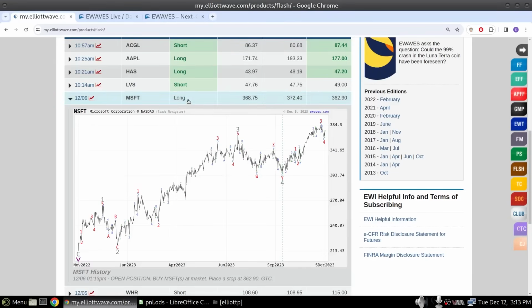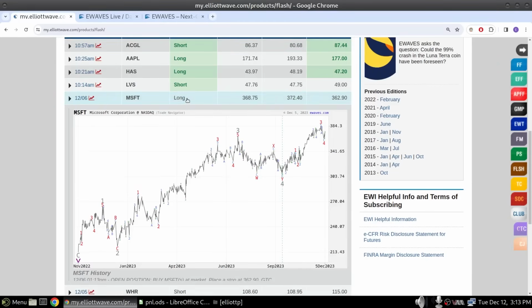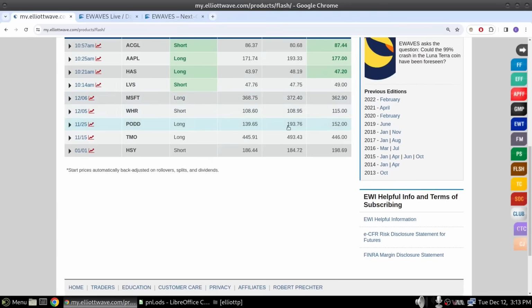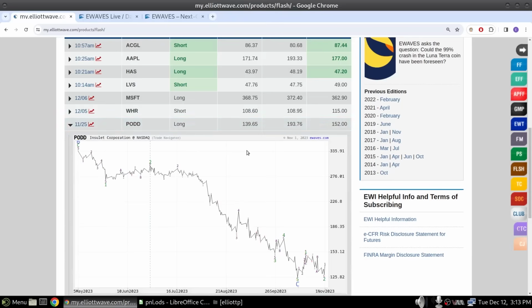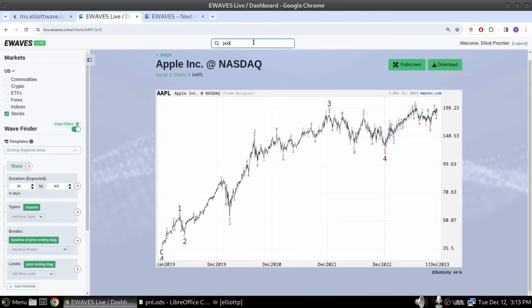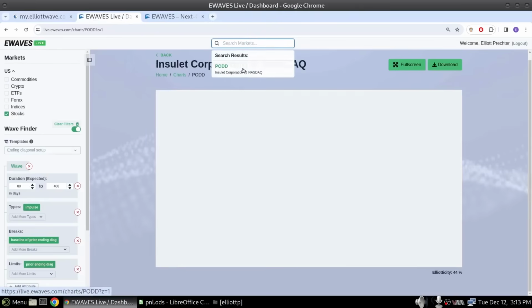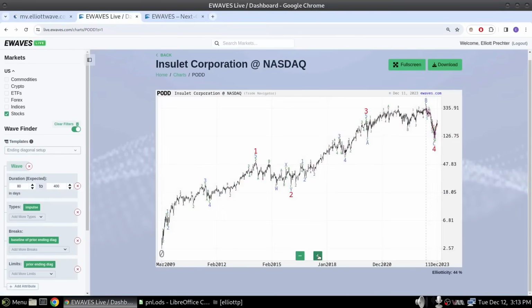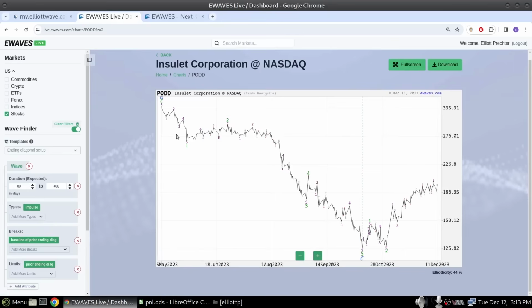Now, I'd also like to show you a really fun one here, which was PODD. This was the one that is currently up the most. It was a fairly high risk entry because this was kind of catching a falling knife. So let's pull it up here in E-Waves Live and take a look at the wave count. Okay, let's zoom in. So here's our falling knife. We go 1, 2, 3, 4, 5. I mean, just this relentless kind of downtrend.